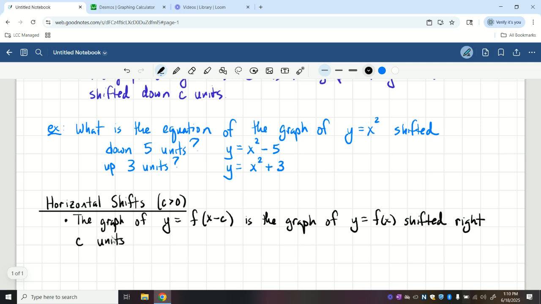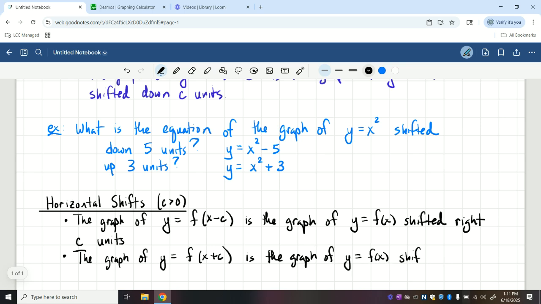Okay, so it runs counterintuitive. So if you did x minus 2 in parentheses squared, it's going to move that x squared graph to the right 2 units, and we'll show that on Desmos here in a sec. And then the graph of y equals f of x plus c is the graph of y equals f of x shifted to the left c units. And like, hold on, plus should go to the right, minus should go to the left.